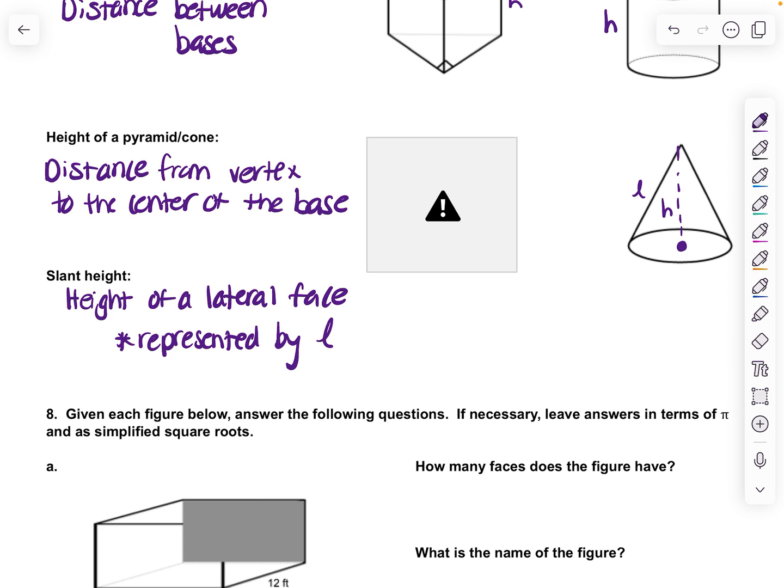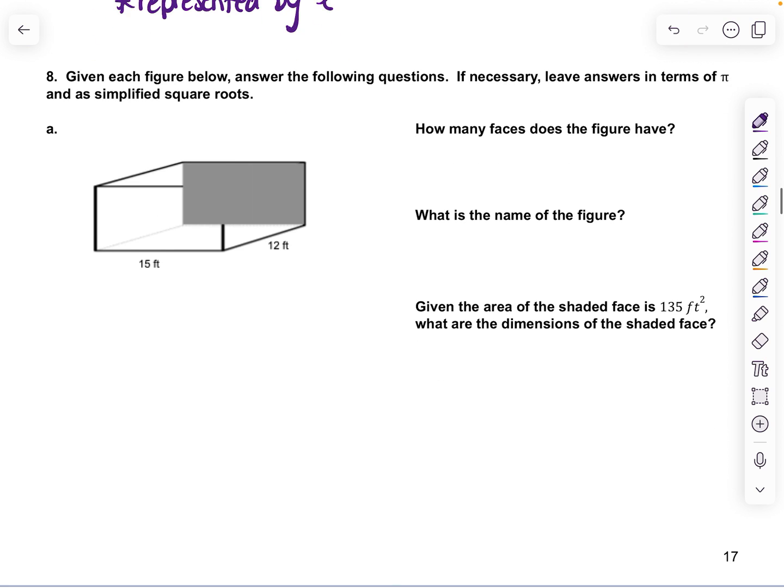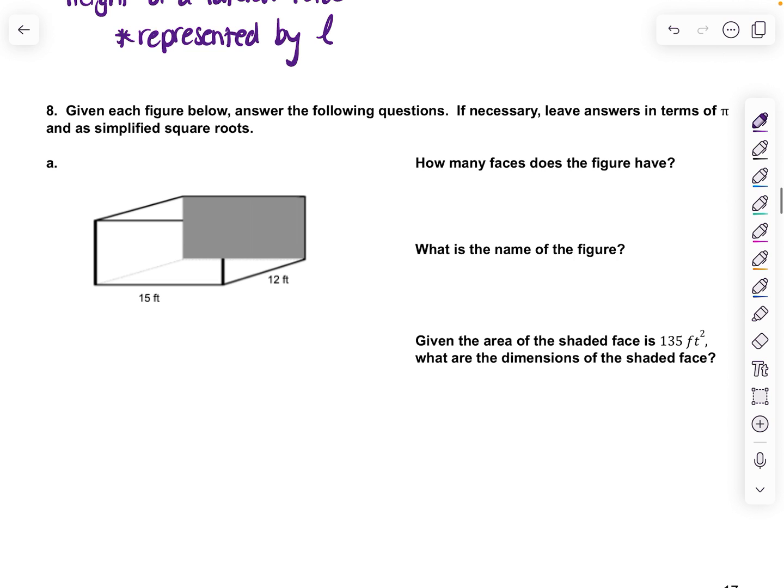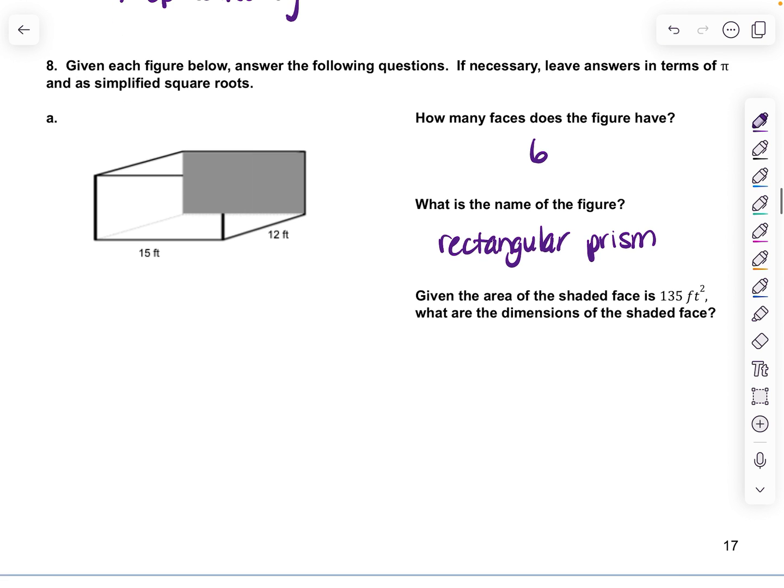All right. So we get to our rectangle here. How many faces does this rectangular prism have? You've got the 4 sides that go around, the top and the bottom, which give you 6 faces. The name of it is a rectangular prism. The area of the shaded face is 135 feet squared. What are the dimensions of the shaded area? You use the other dimensions that you have here.